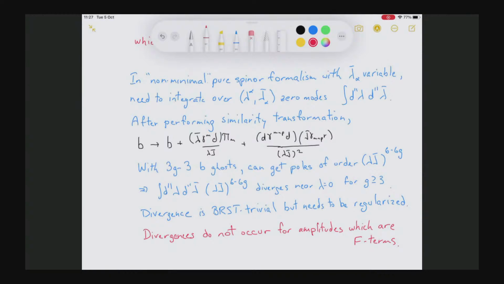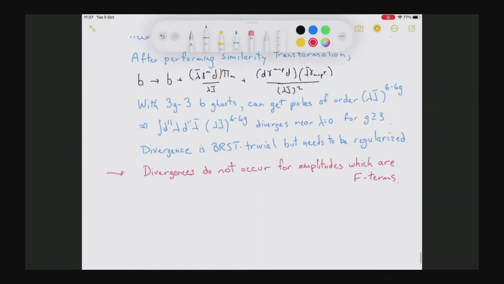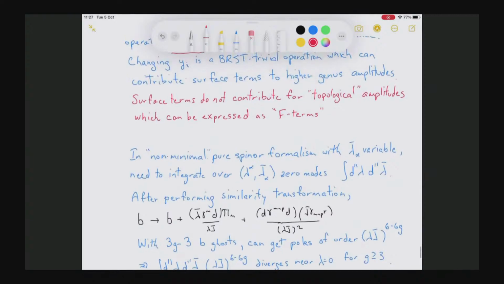Now, somehow, if one could prove equivalence, these two types of subtleties, well, maybe they're not related to each other, but at least you should be able to relate the scattering amplitudes to each other. So you should be able to understand one subtlety using the different formalism. One clue that that's possible is that these divergences that come from poles when lambda lambda bar equals 0 don't occur for amplitudes which preserve a subset of the space-time supersymmetry. So again, for these F terms, you don't have subtleties in the two formalisms. And that's a clue that there should be some relation between these subtleties.